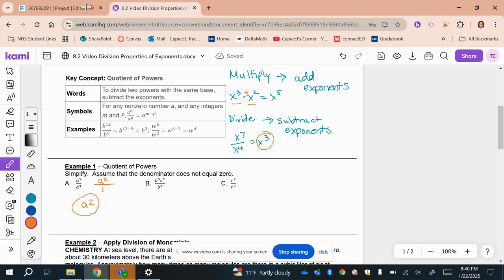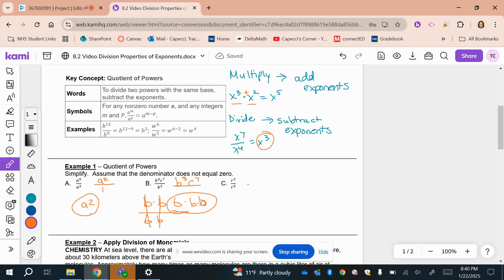Now, looking at letter B, I have b to the fifth over b to the second. There's more on the top, right? It would be like if we had 5 b's on the top and we had 2 b's on the bottom and we simplified them, we would be left with 3 b's. We're going to subtract. So I have b to the third times c to the seventh.